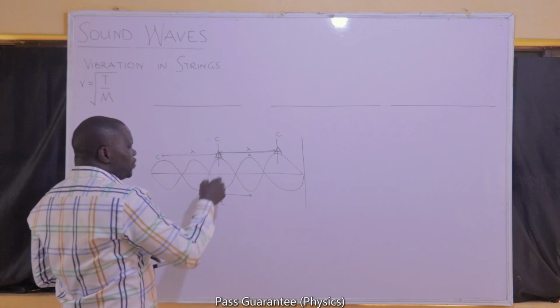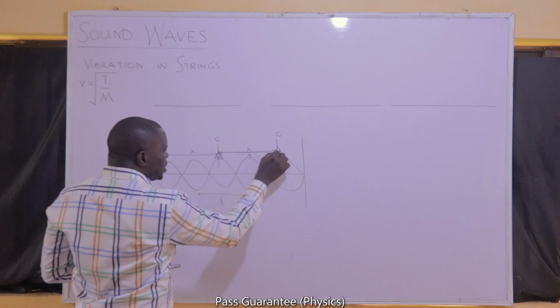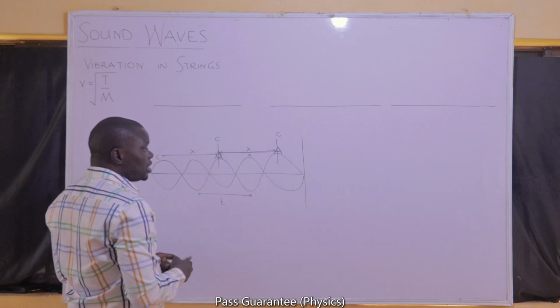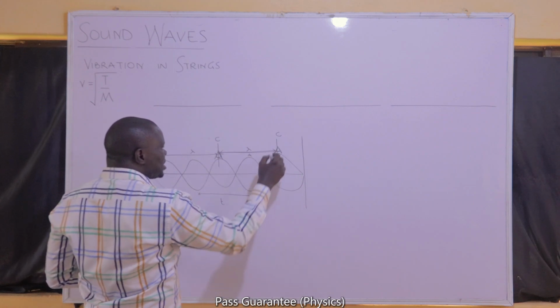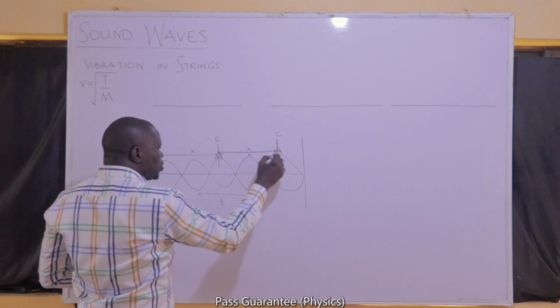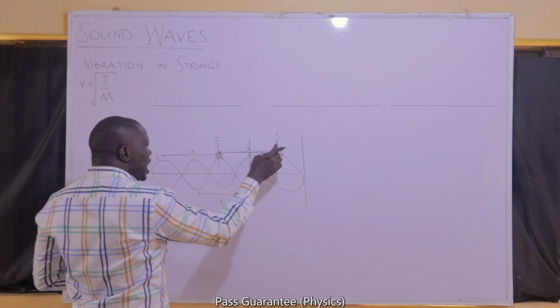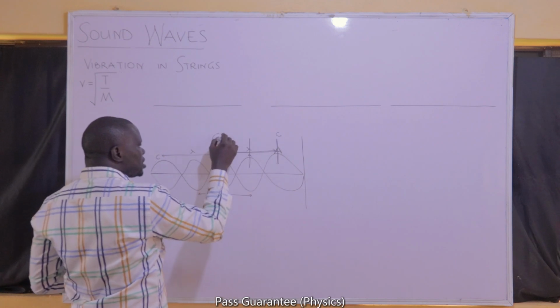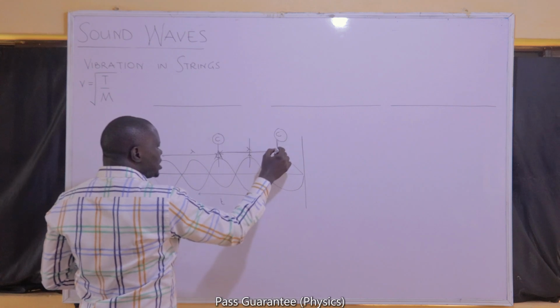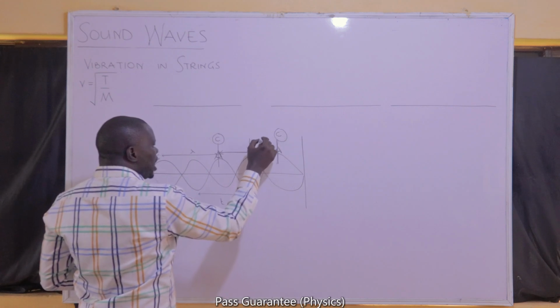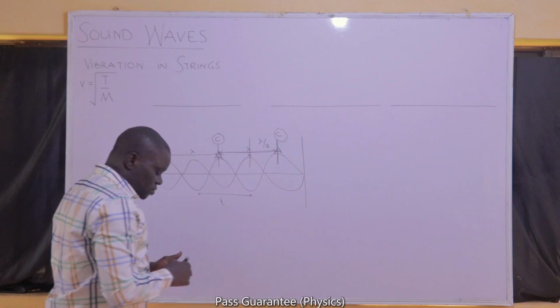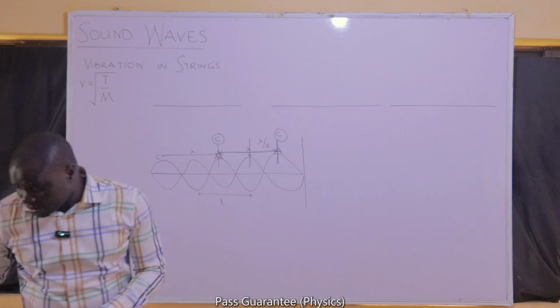Now, if this to this is still a wavelength, I can therefore say that the distance between an antinode and the next antinode is half of the distance between a crest and the next crest. So an antinode to an antinode must be half of a wavelength. I'll go over that again.